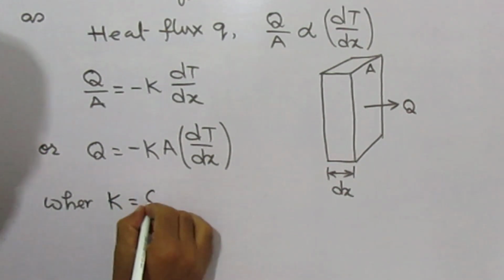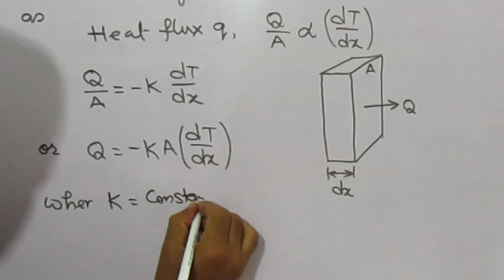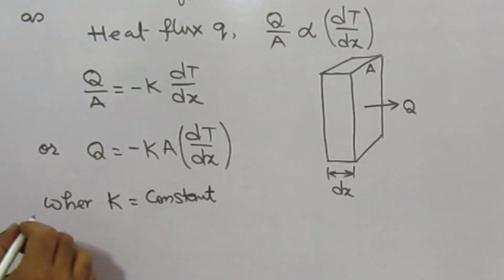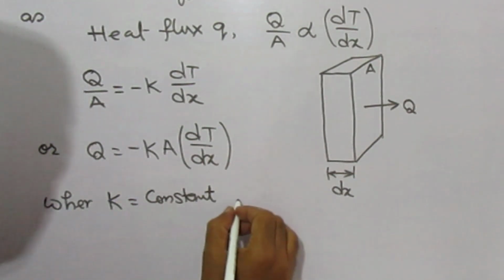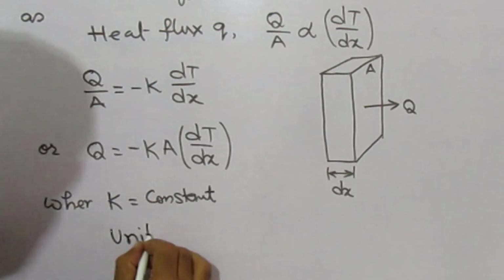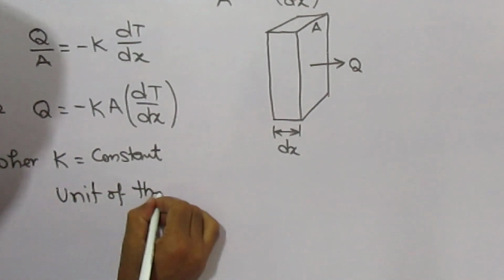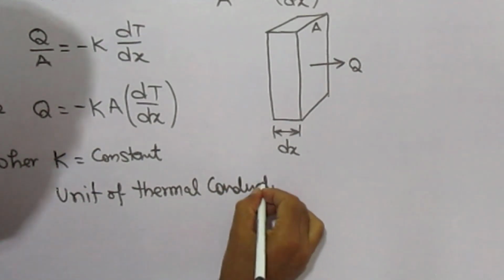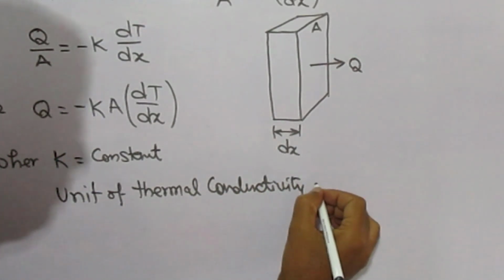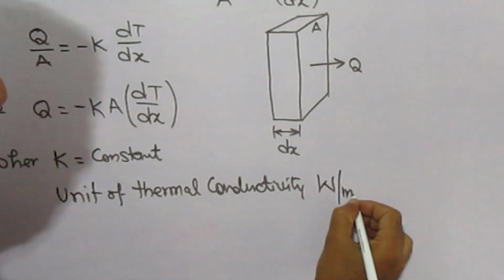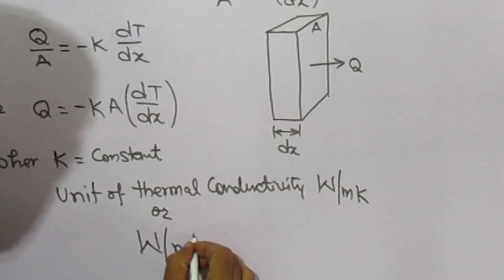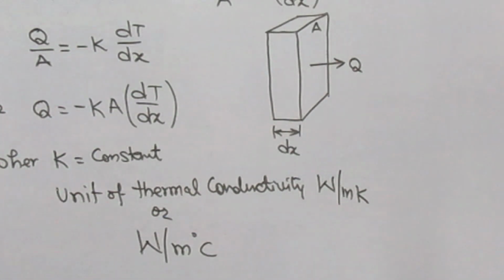K equals the constant of proportionality and is known as thermal conductivity. The unit of K, the unit of thermal conductivity, is watt per meter Kelvin or watt per meter degree centigrade.